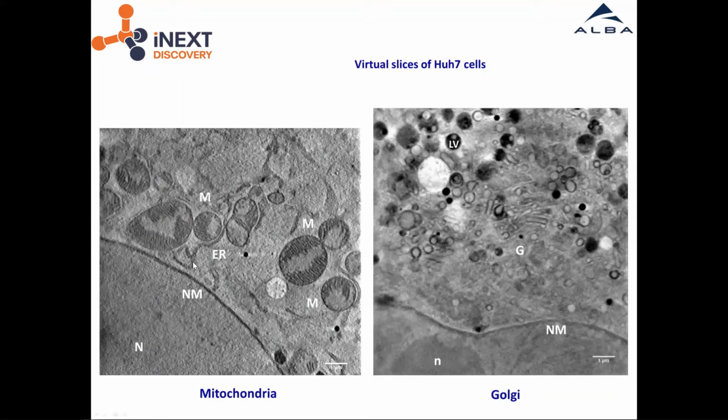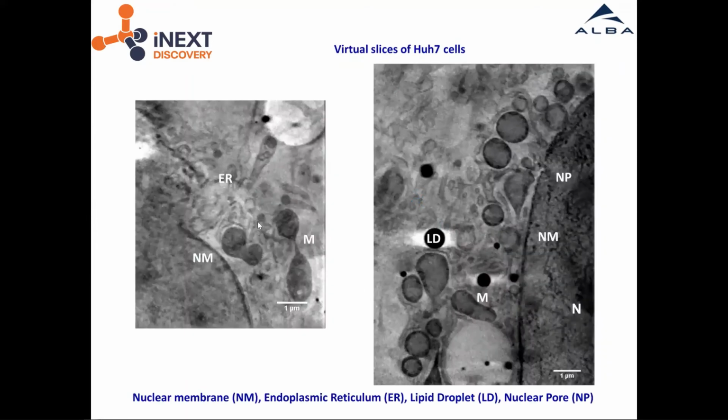Again, mitochondria, ER between the mitochondria. On the right image, you can see the Golgi and lipid vacuoles, some more ER, mitochondria again. And on the right image, again, you have a nuclear pore on the nuclear membrane.